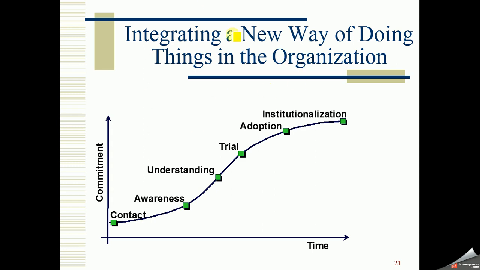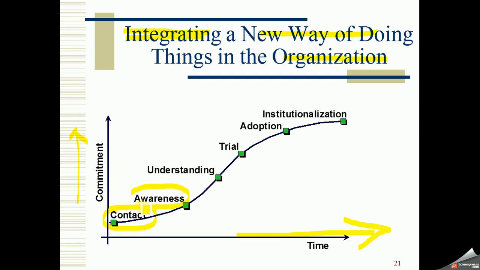So before moving to the formal maturity models, let's have a quick look at a general way of integrating a new way of doing things in the organization. On the horizontal axis, you can see time, and on the vertical axis, we have commitment, right? So if an organization wants to introduce a new way of doing things, the first thing the organization needs to do is to contact the people who will be involved in this process.